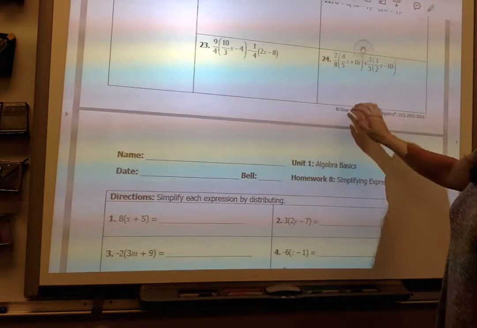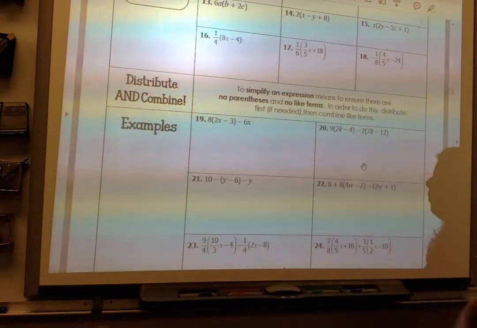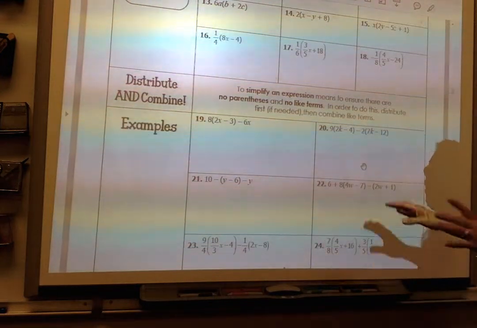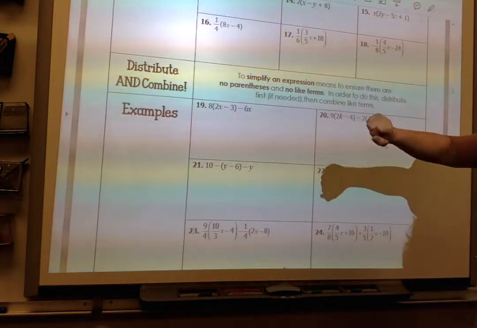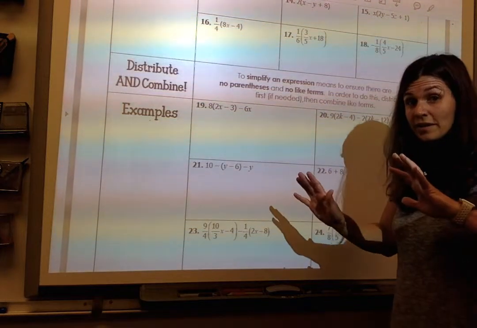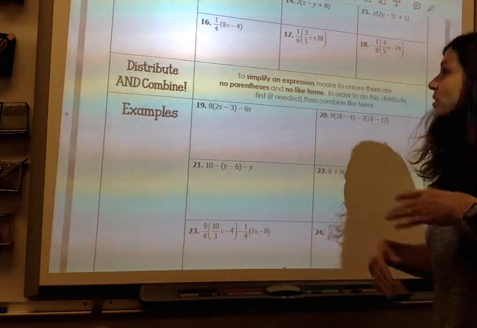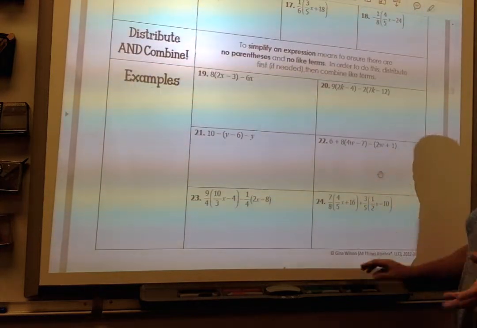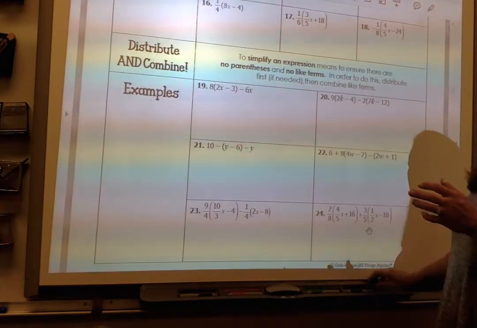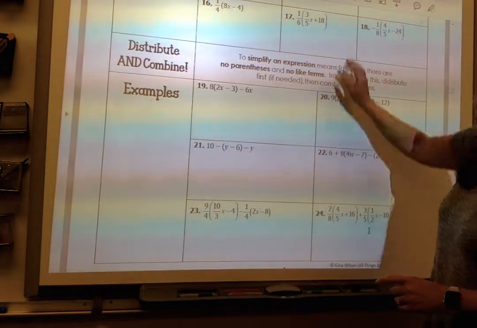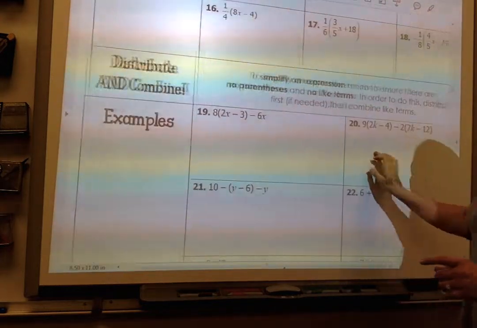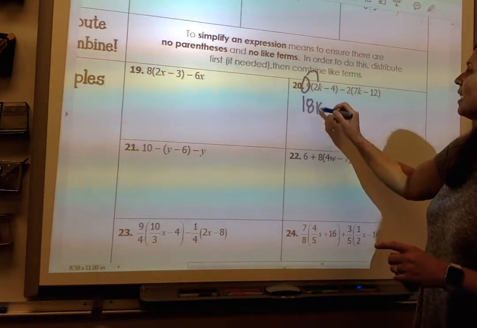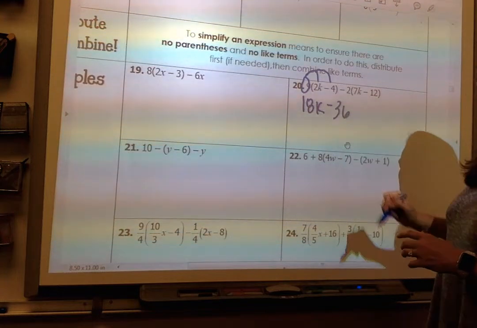So, when you have a multi-step expression, you're going to distribute and combine. What it means to simplify an expression is to ensure there are no parentheses and no like terms, that you've done everything you can to combine your like terms. So let's start with number 20. We've got a couple of different times we have to distribute. I'm going to expand this, and 9 times 2k is 18k. 9 times negative 4 is negative 36.